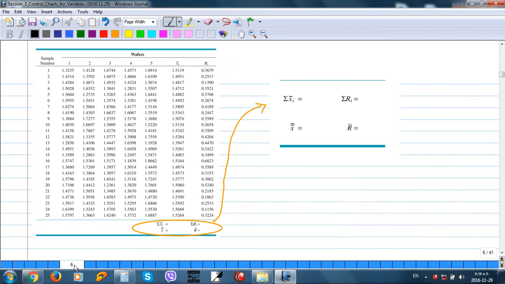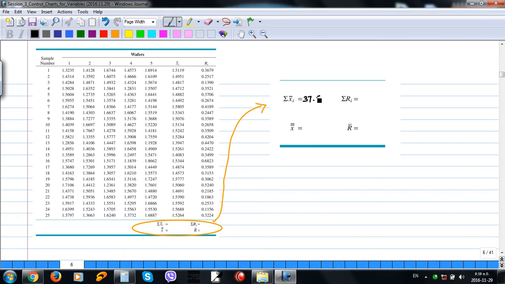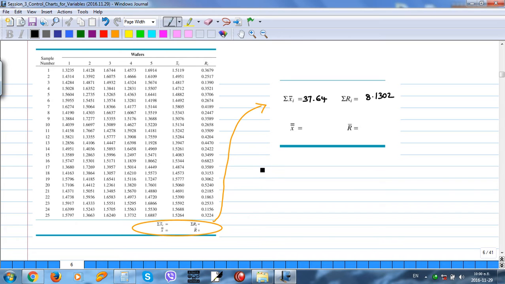After that you can obtain a graph like this. Here you have to find these using the previous method. The next step is you need to find sigma x bar i. It means you have to add all of these together. If you add all these values together, you can take the answer as 37.64, and if you add all the Ri values, then sigma Ri you can take as 8.1302.